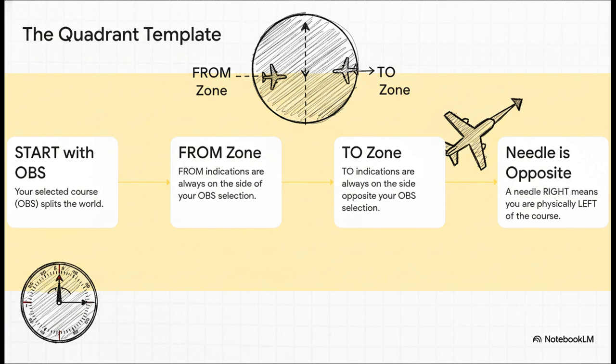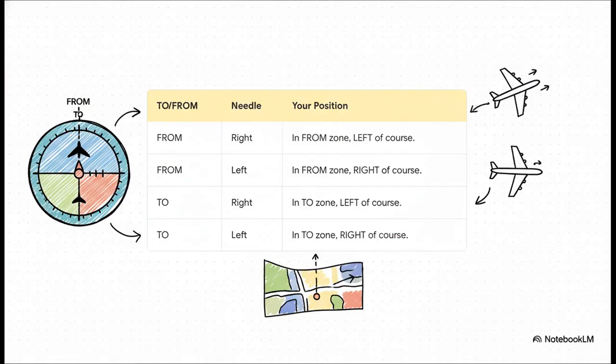Makes sense, right? And here's the kicker. Rule 4. The needle position is flipped. The needle always points to the course line. So if the needle is on the right, it means you are on the left. You got to remember that one. And look at this. This table is basically your cheat sheet. You just look at your to/from indicator, look where the needle is, and bam! You know exactly which of the 4 quadrants you're in. It's that fast. This is what we mean by real situational awareness.